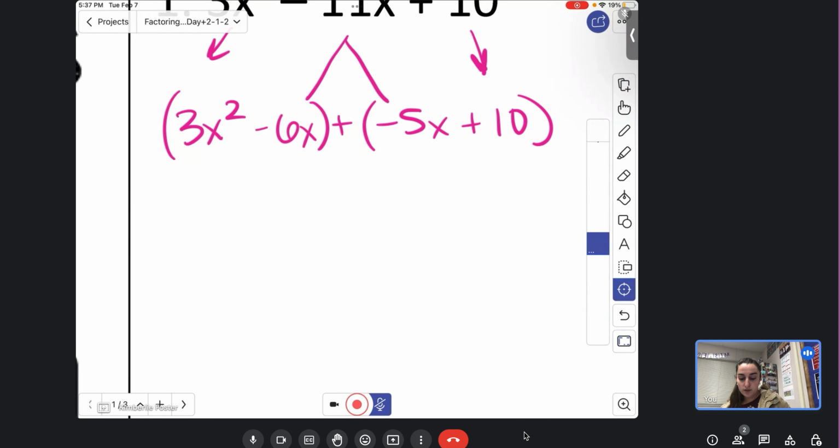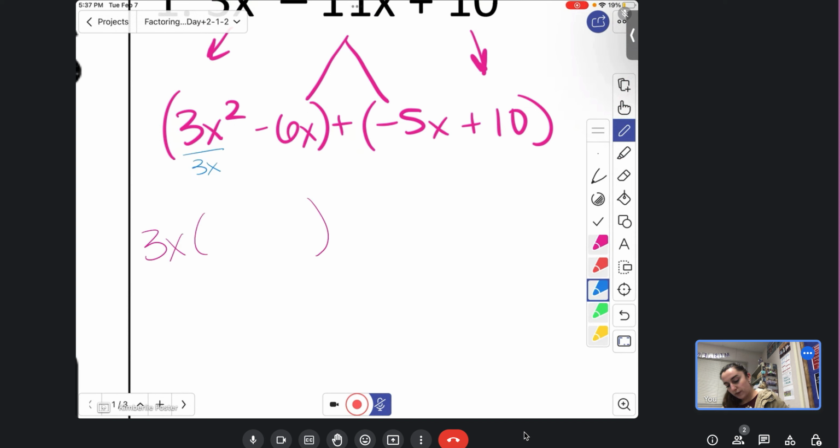The first binomial I see, I have 3x squared and -6x, 3 and 6. I know my GCF is 3. But I also notice that they both have an x, so I'm actually going to factor out 3x. So let's see what we're left with when we factor out 3x. This is 3 over 3. 3 divided by 3 is 1. Remember, we subtract our exponents. So 2 minus 1, I'm left with x to the power of 1.